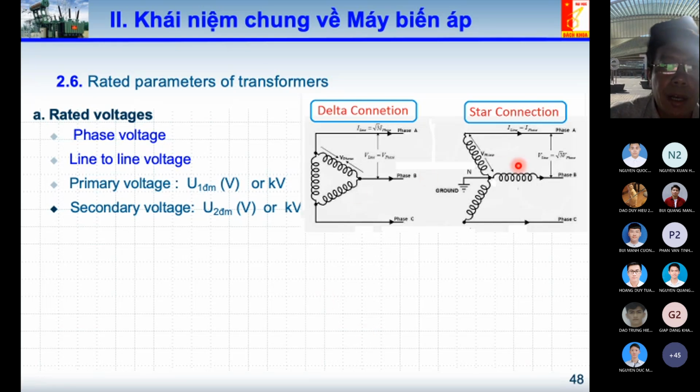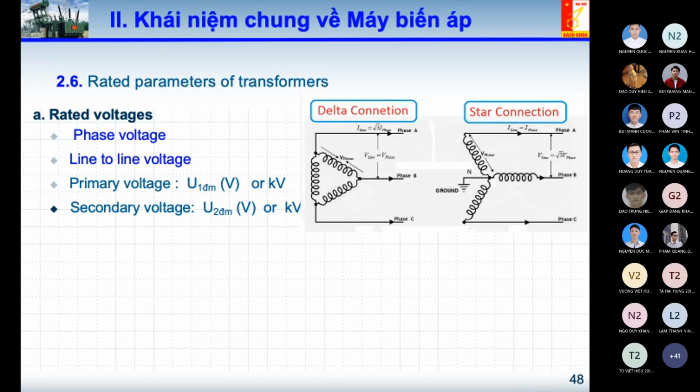And of course, the phase voltage, you know the concept already. Line to line voltage, you know already also.